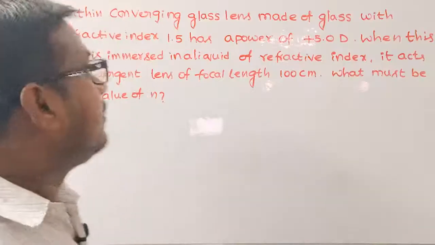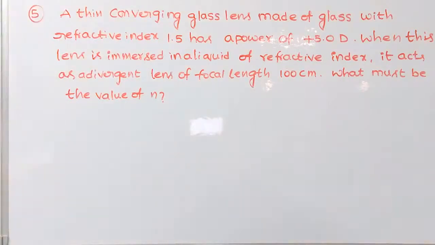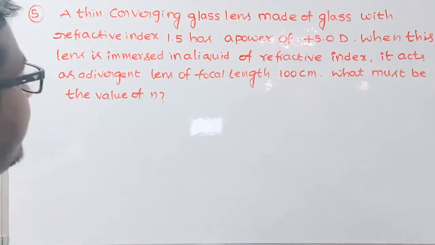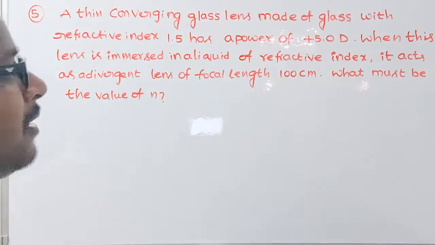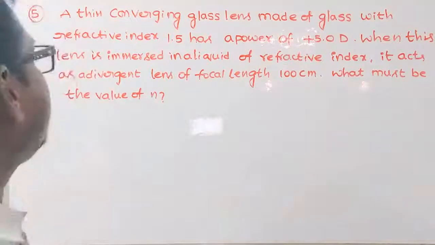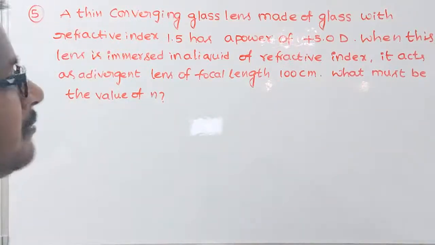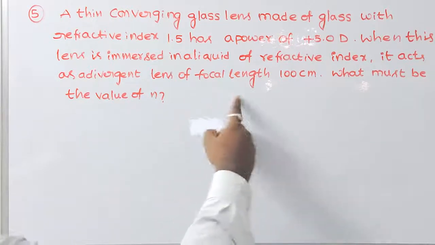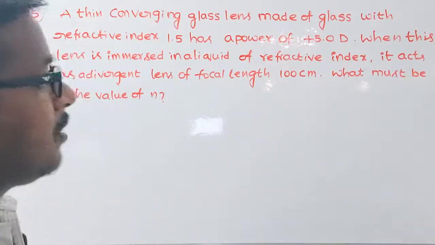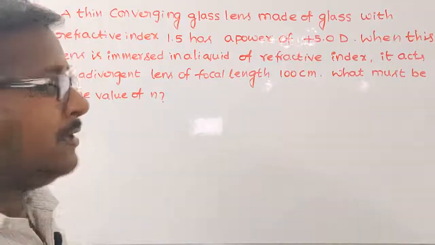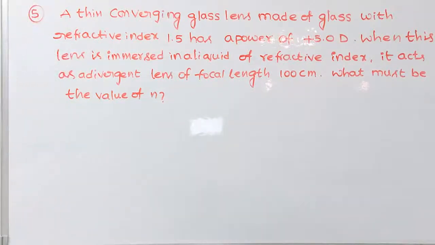Fifth problem. A thin converging glass lens made of glass with refractive index 1.5 has a power of plus 5.0 diopter. When this lens is immersed in a liquid of refractive index n, it acts as a divergent lens of focal length 100 centimeter. What must be the value of n? Okay, very simple, students, in this problem.